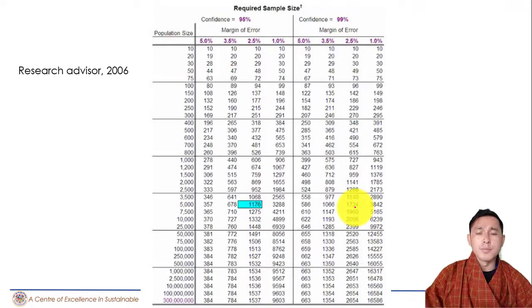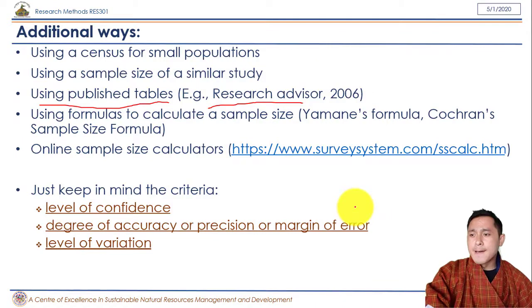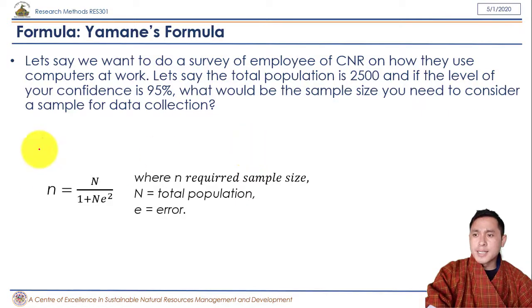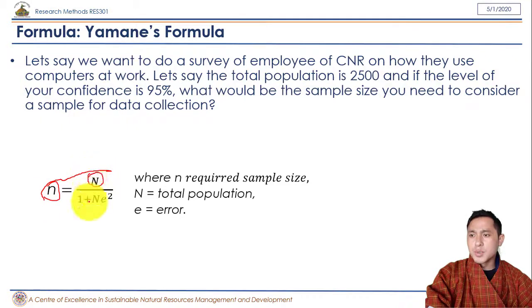That's basically something that we get from the research advisor. These are backed by research and formula, so you can use the research advisor. If you do not want to use the research advisor or published tables, you can also use formulas like the Yamane formula or the Cochran sample size formula. The Yamane formula is this one: n, the sample size, is equal to the population divided by 1 plus the population times the error squared.